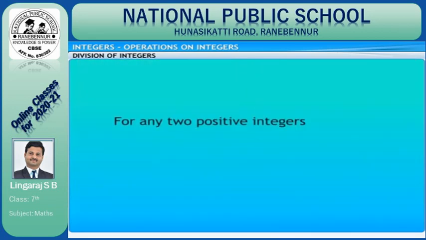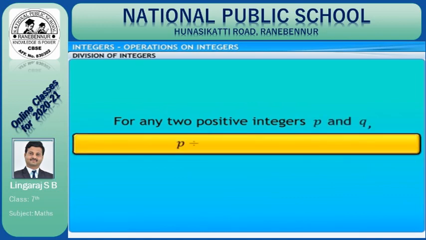So in general, for any two positive integers, p and q, p divided by minus q is equal to minus p divided by q, where q is not equal to 0.